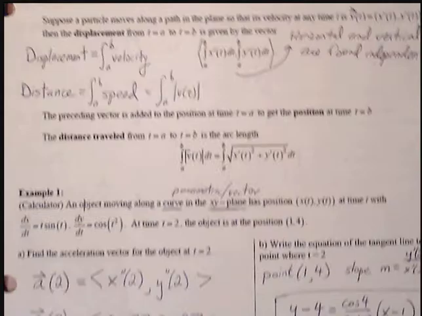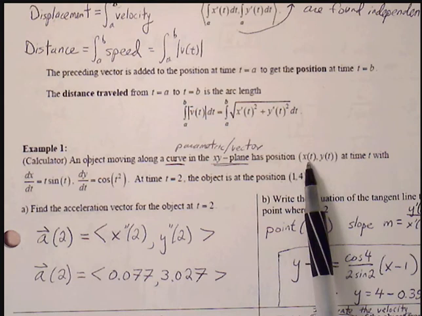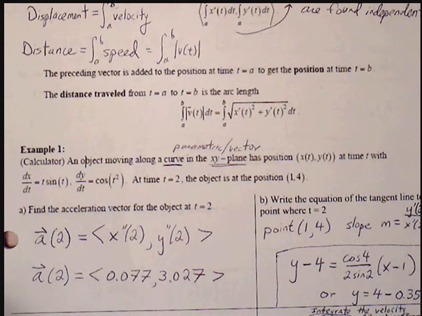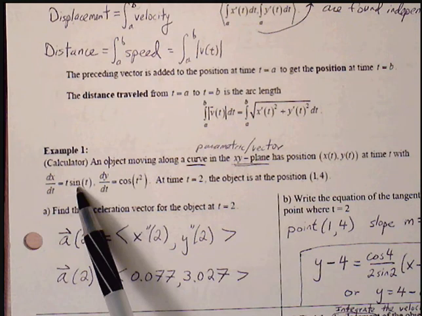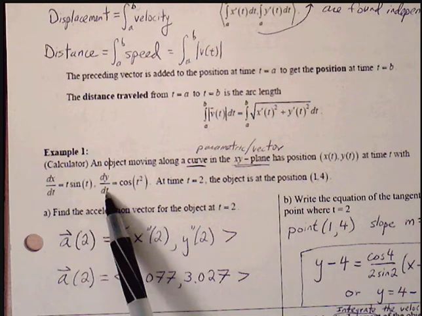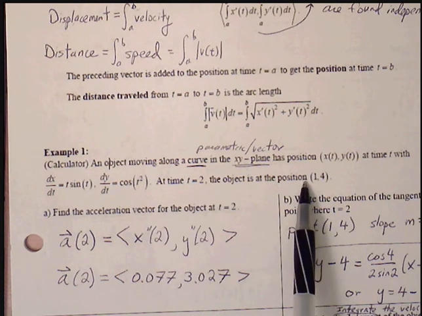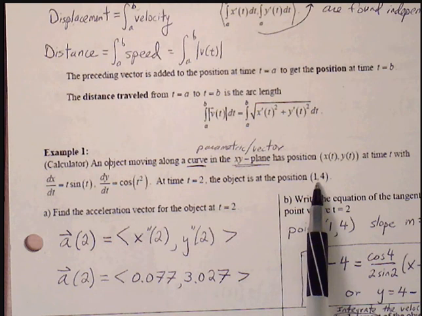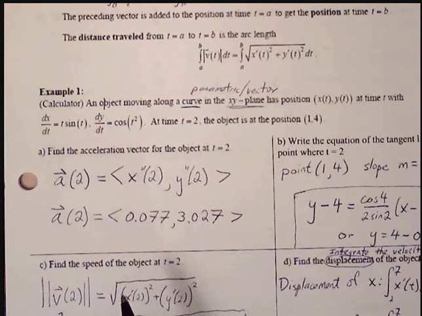Example 1: an object moves along a curve in the xy plane with the position provided by x of t and y of t. At time t, dx over dt, the x prime or horizontal velocity component, is t sine of t, and the vertical velocity component is cosine of t squared. At time t equals 2, the object is at the position (1, 4). Part A, find the acceleration vector for the object at t equals 2.